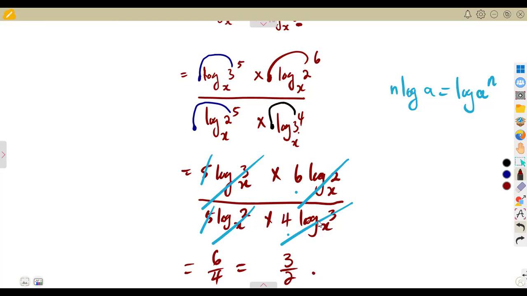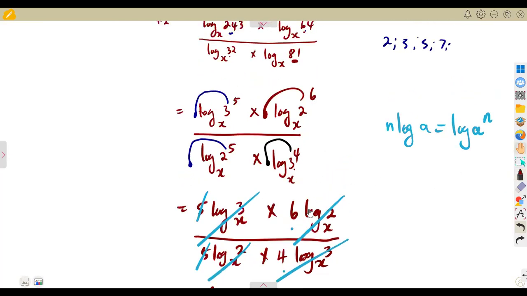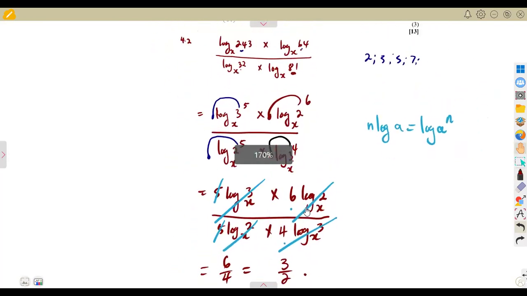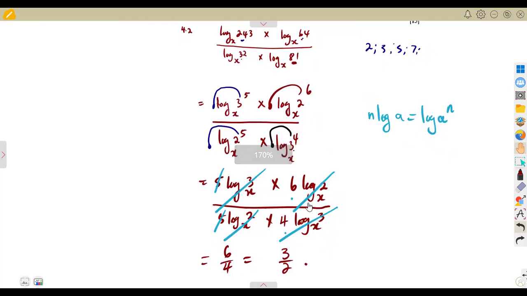That is the idea there. So we can actually use our laws of logarithms to simplify these typical questions. All you just need is to be very, very careful in this simplification.